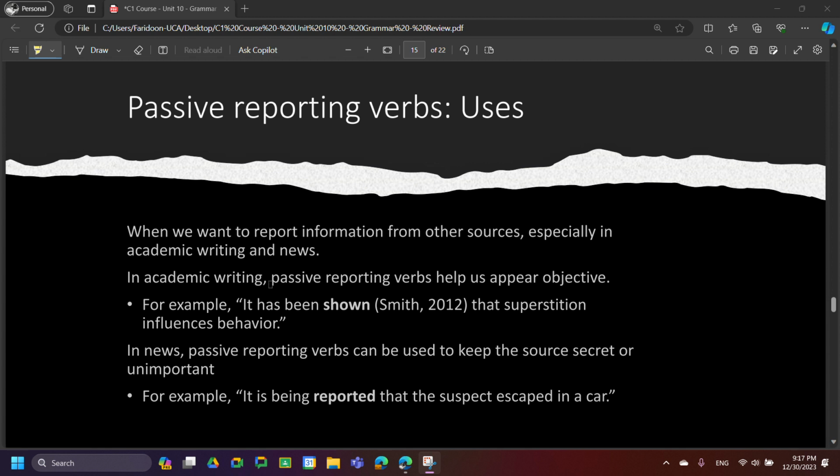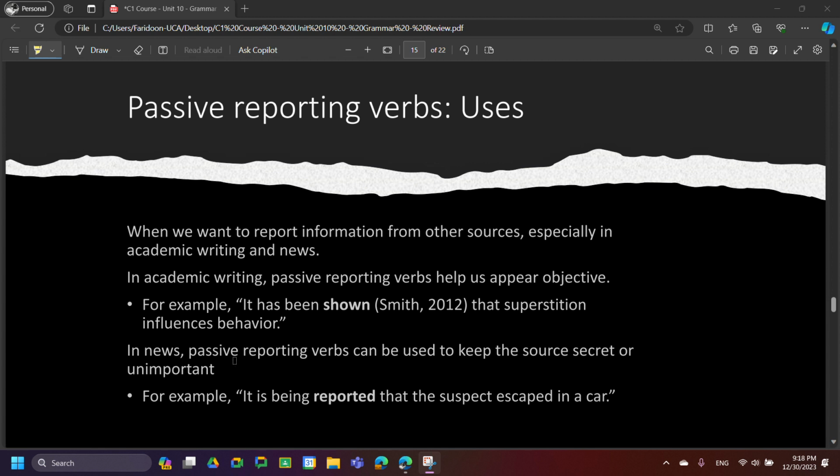For example, in academic writing, passive reporting verbs help us appear more objective, and not subjective, meaning that our sentences are going to be more data driven and fact driven and not emotion driven, right? For example, it has been shown by Smith in 2012 that superstition influences behavior.